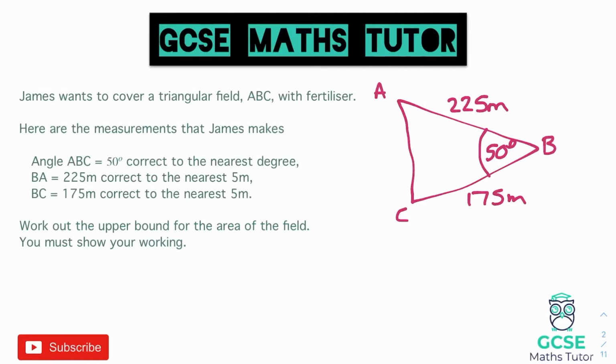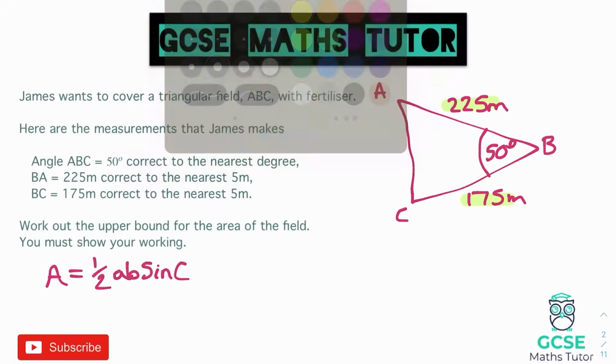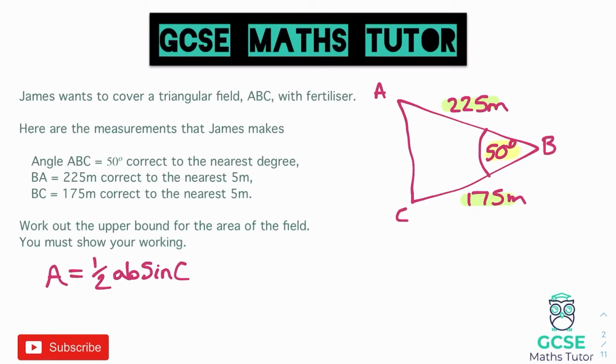So we're going to use a bit of trigonometry, and we're going to use area is equal to half ab sine C. There we go. And that's our trigonometric use for working out the area of a triangle. Now we've got our lengths a and b, we've got 225 and 175, and we have our sine C, or our angle C, which is 50 degrees.